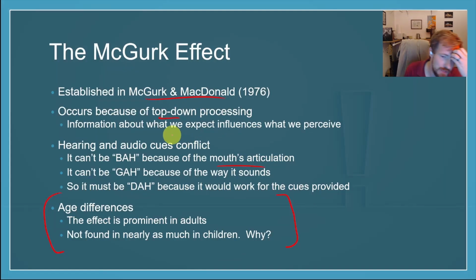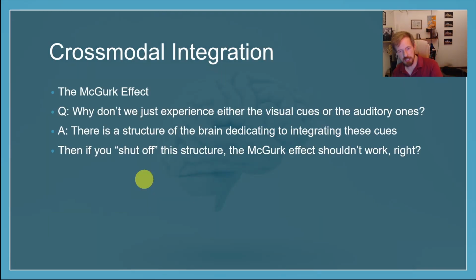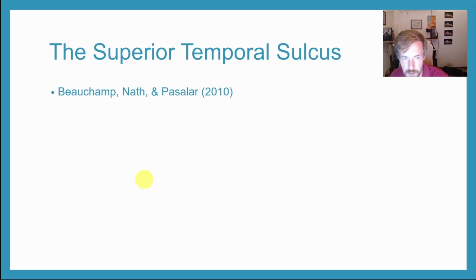That basically, if we know that the brain is processing the audio here and is processing the visual here, and yet our brain is putting these clues together to come up with a third phoneme, then let's find that part of the brain and let's turn it off and see what happens. And that's what these researchers did. They decided to shut off part of the brain to see if the McGurk effect would work.